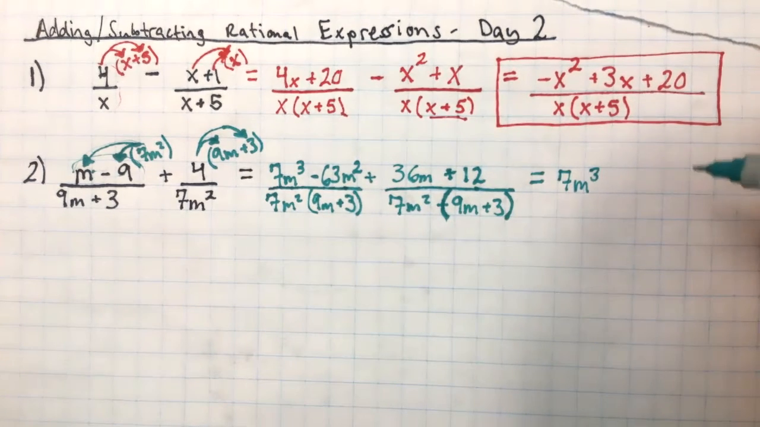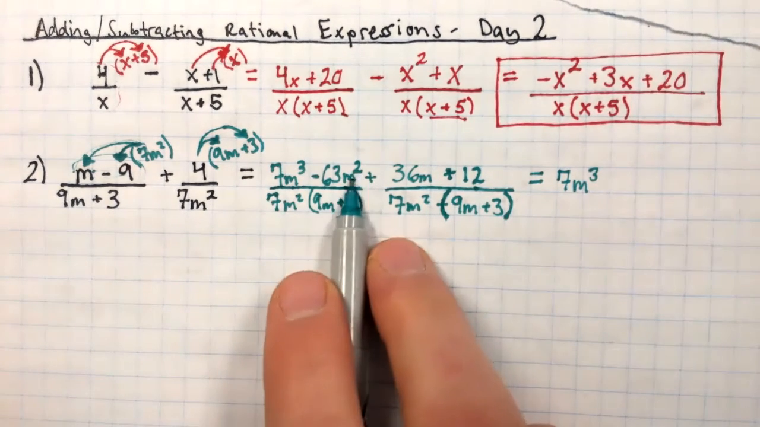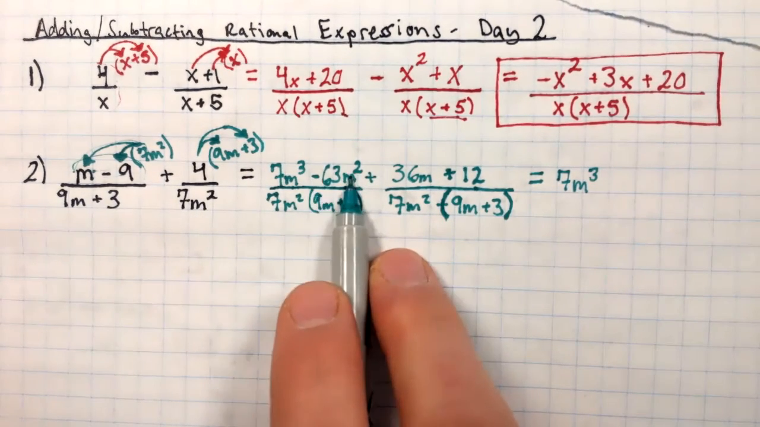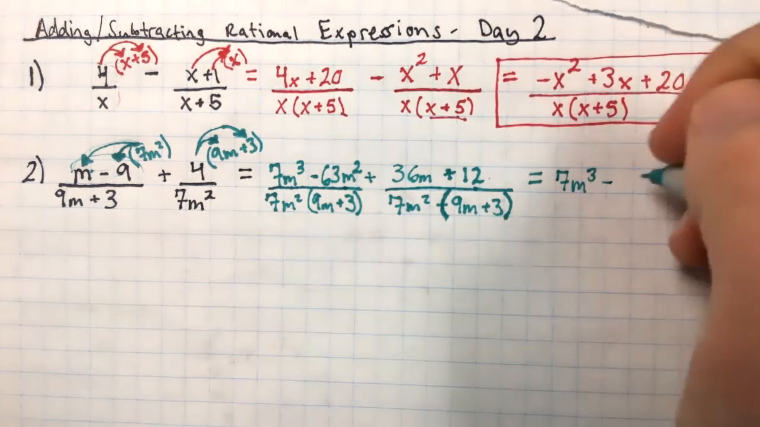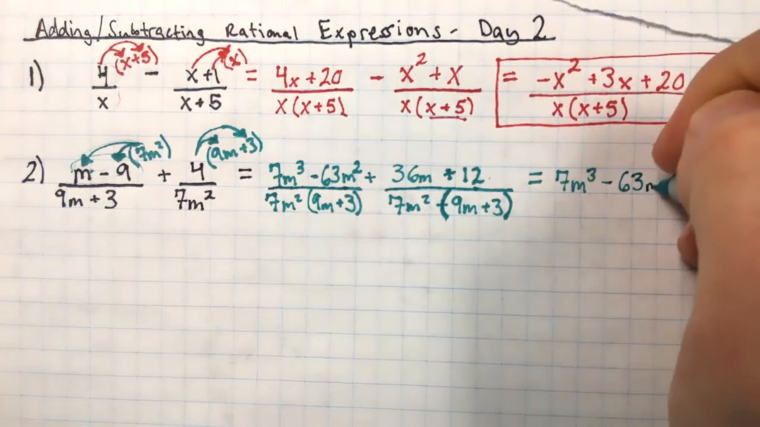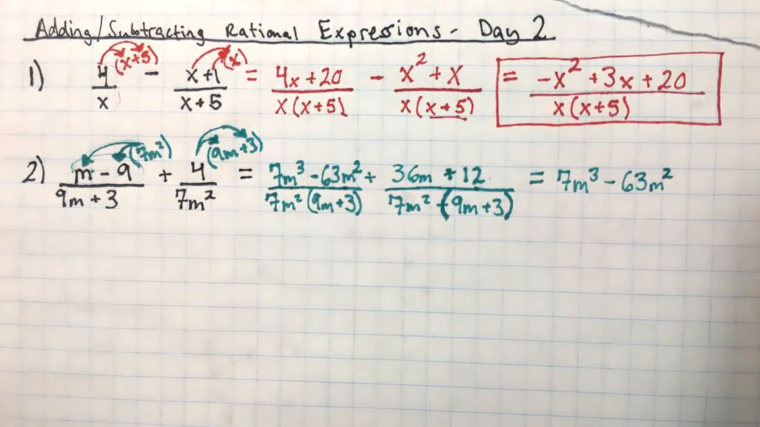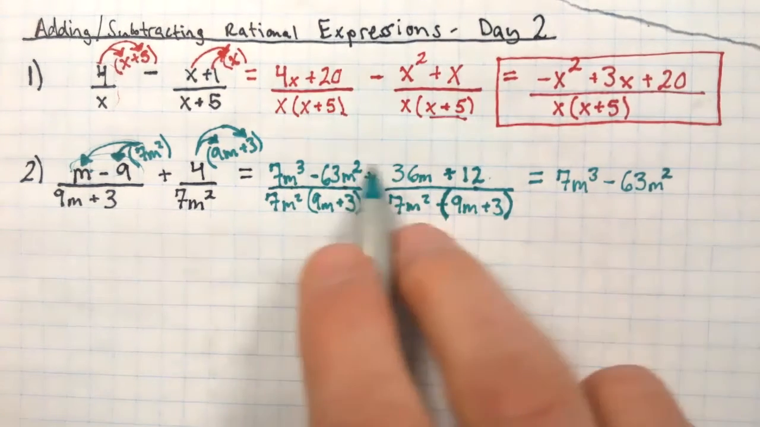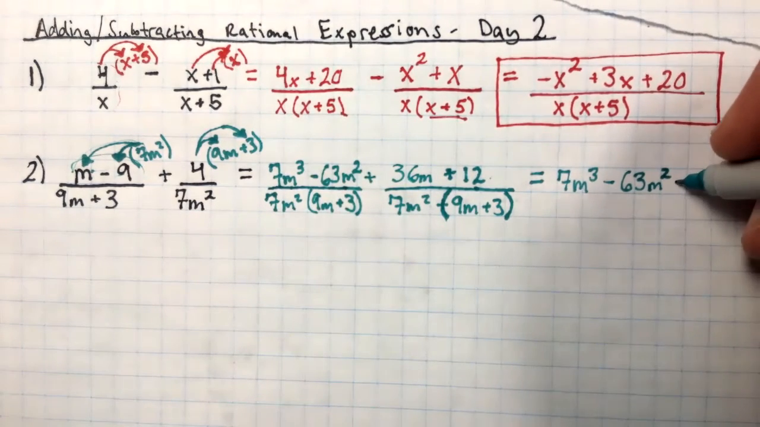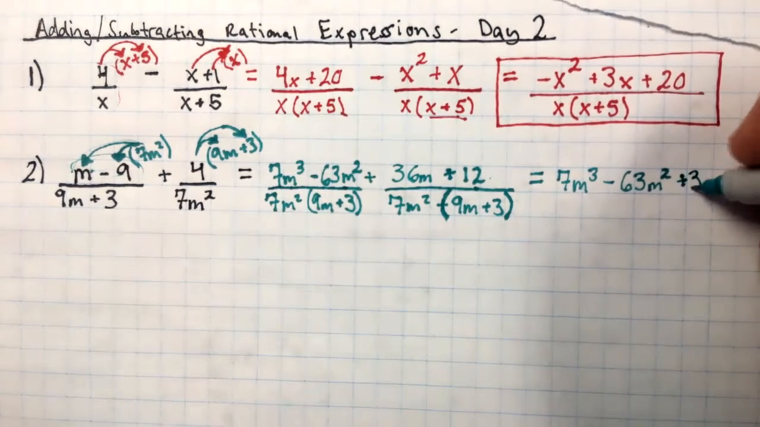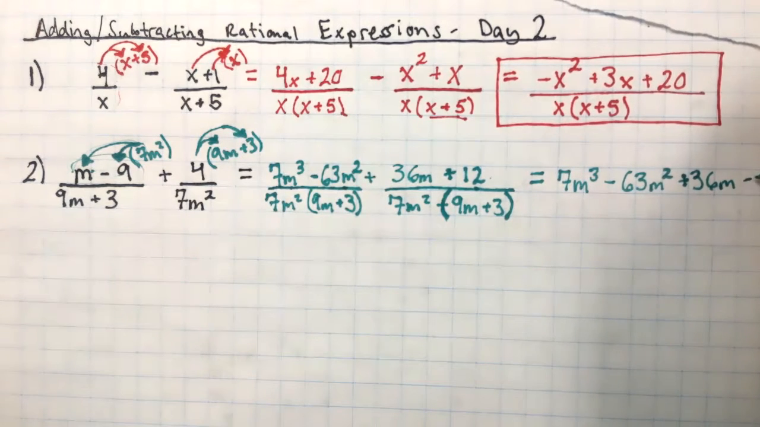Next largest term would be the square. Negative 63m squared. Nothing up here to combine it with. So negative 63m squared. 36m, anything to combine it with? On the top here, absolutely not. Finally, we get to positive 12. Nothing to combine there either.